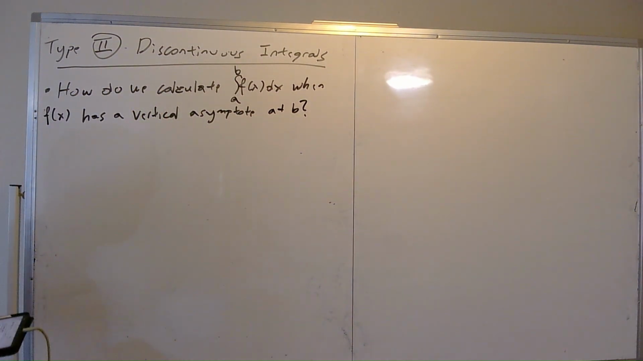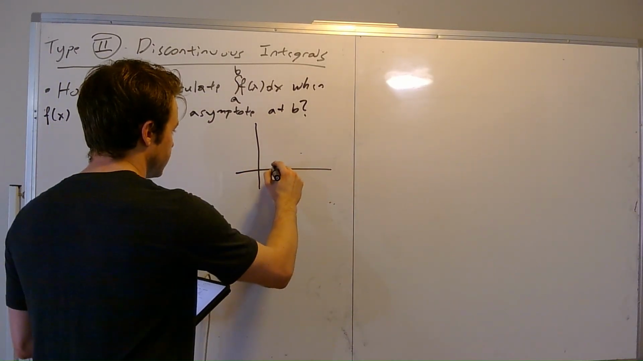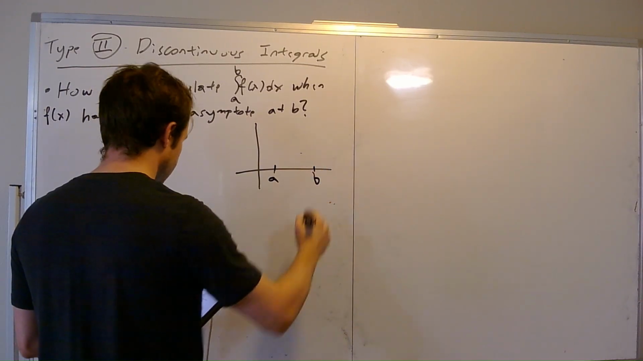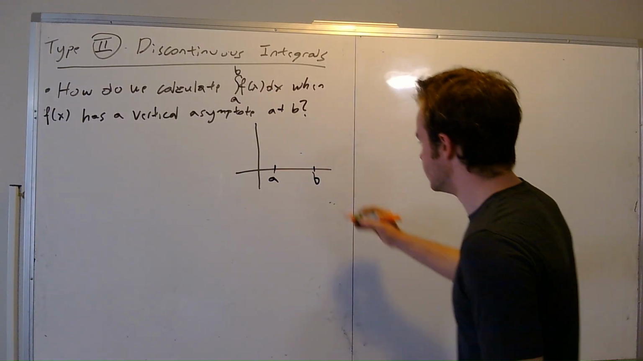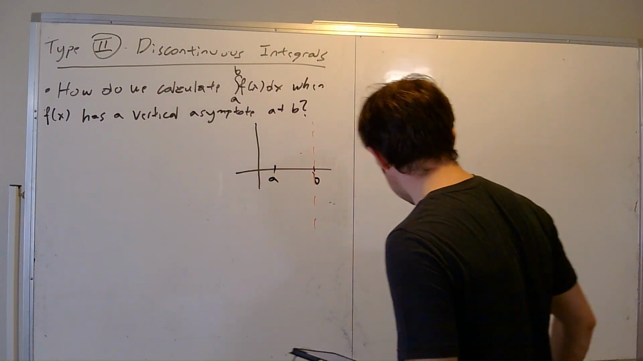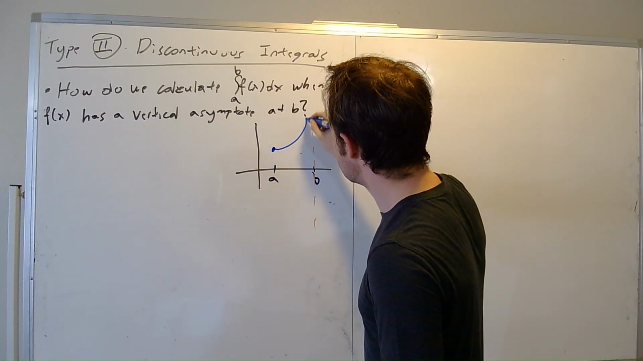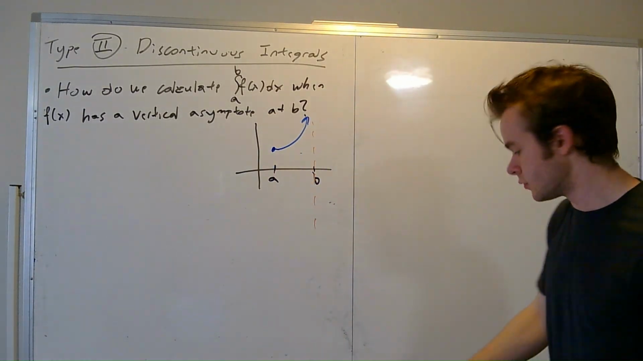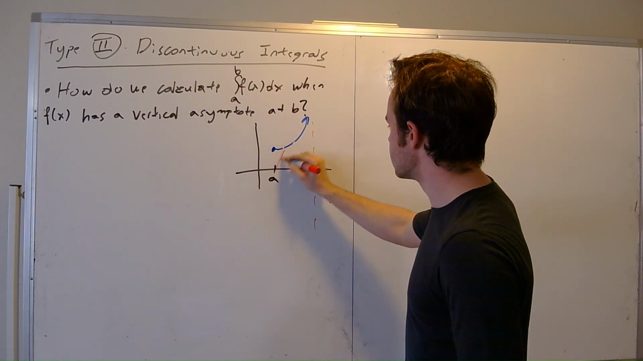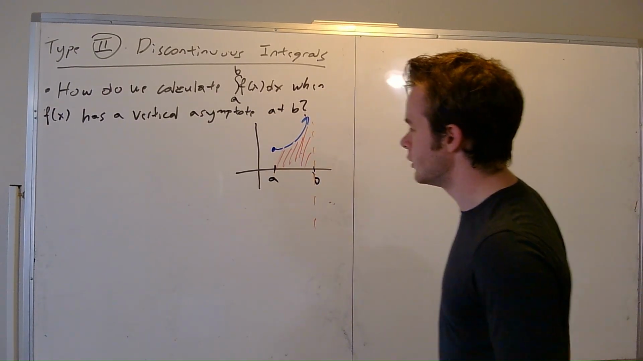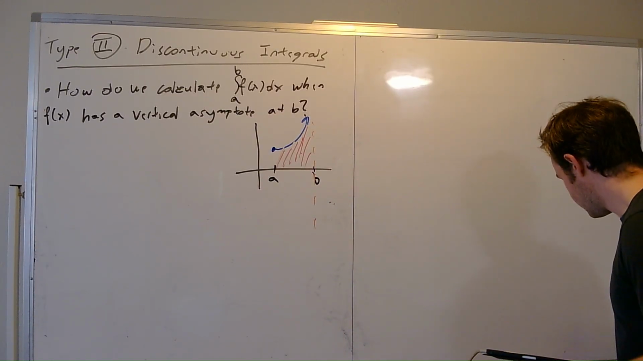Right, so if we draw a picture of what's happening, we've got our numbers a and b, and we've got our function. So remember, we've got a vertical asymptote at b. So our function is going to look something like this, where it's going up towards infinity at this vertical asymptote, and we're trying to compute the area. We're trying to compute the area under this graph between a and b, where there's that vertical asymptote. So let's write down a definition.